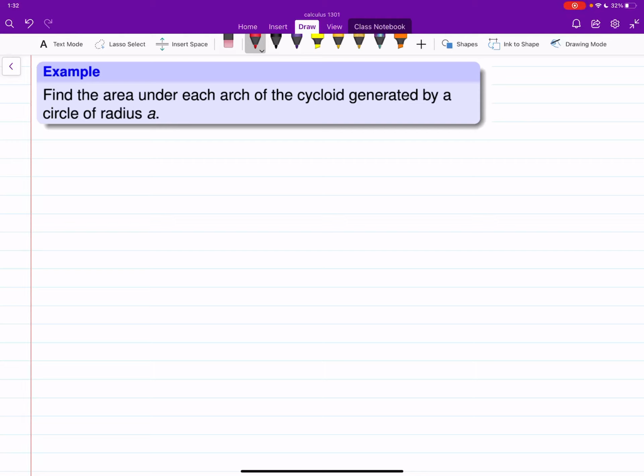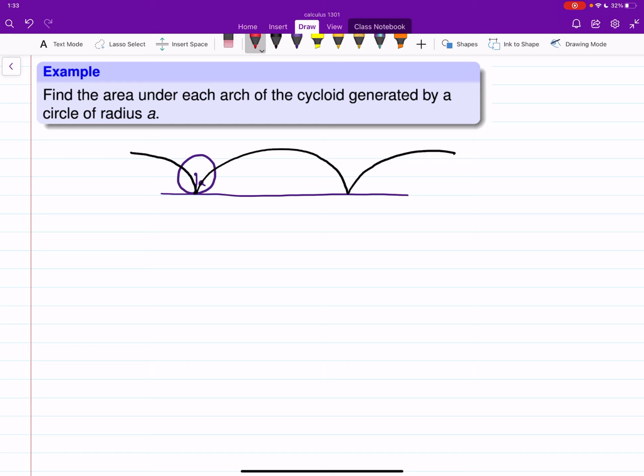Hello everyone. In this video, we will do some examples for area under a parametric curve. The first one is find area under each arch of a cycloid generated by circle radius A. Remember, cycloid, you have a circle of radius A, and then you roll it and trace the lowest point at the starting time. So it will be something like this and then goes back down, then starts the same thing and repeats itself each time.